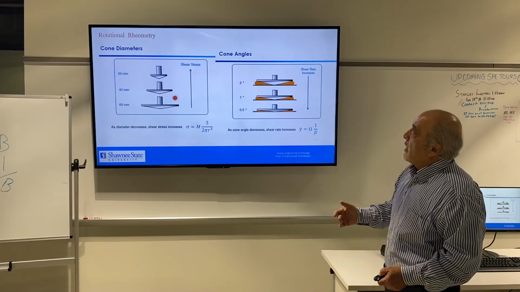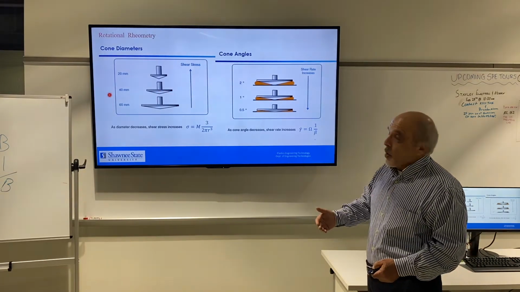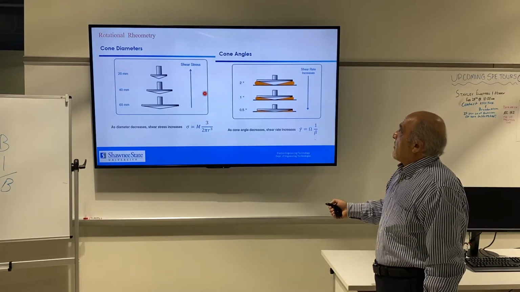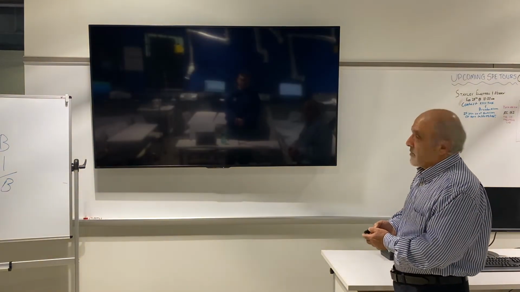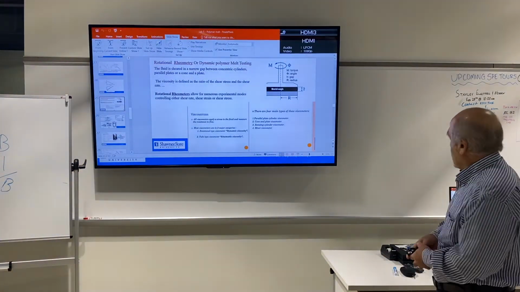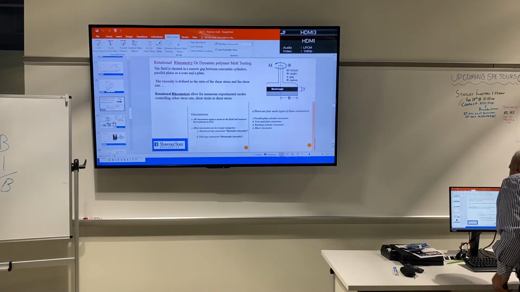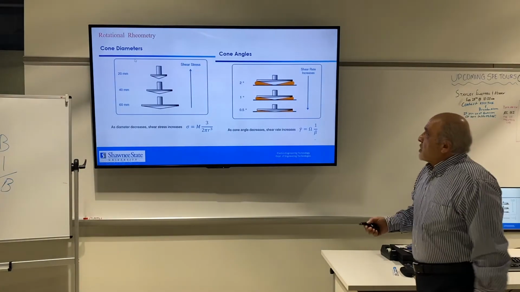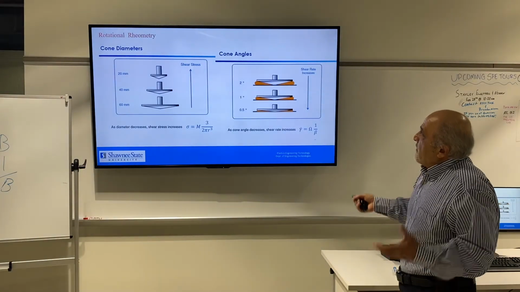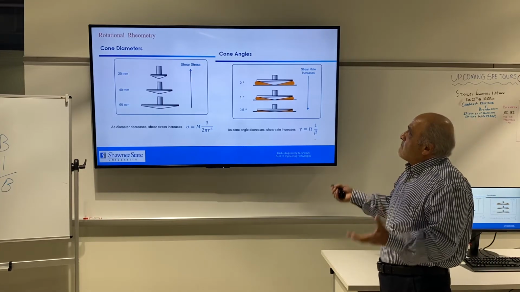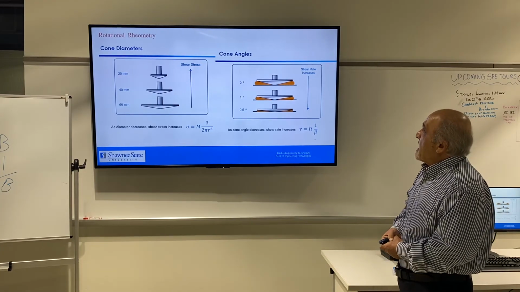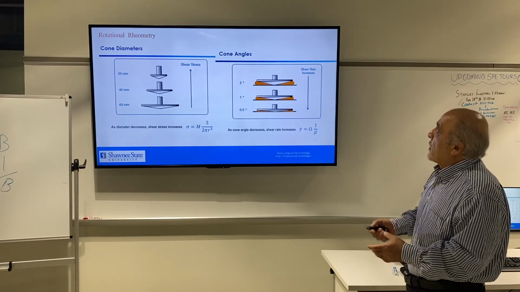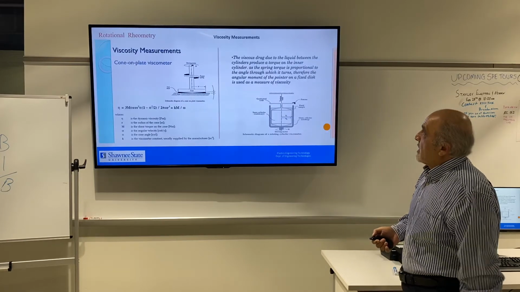So for the cone geometry, or for cone viscometry, you have exactly the same. So we have a relation between this geometry and measuring parameters like shear stress and shear rate, for both plate diameter and cone and plate.